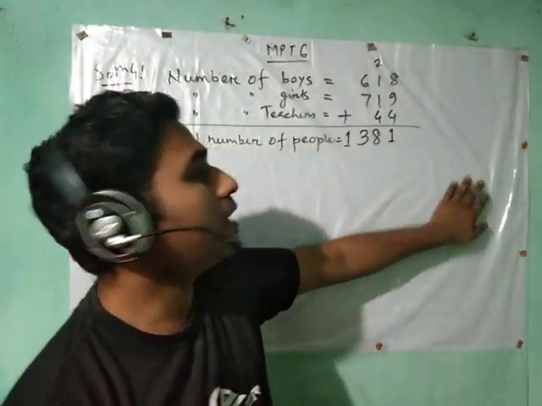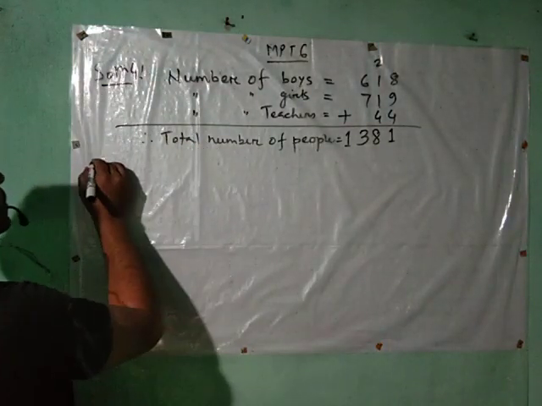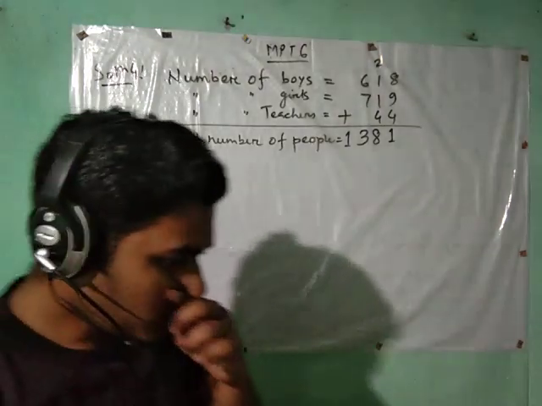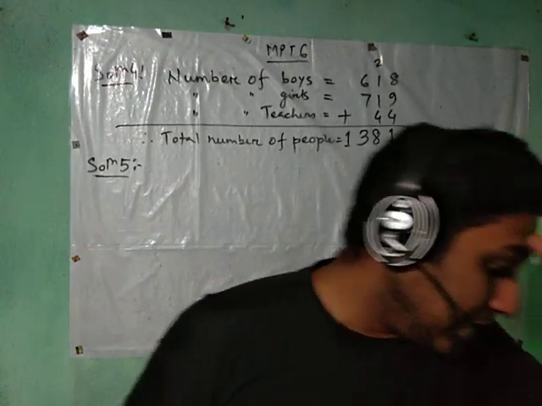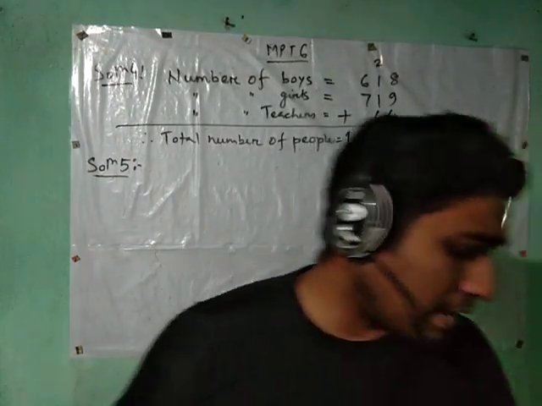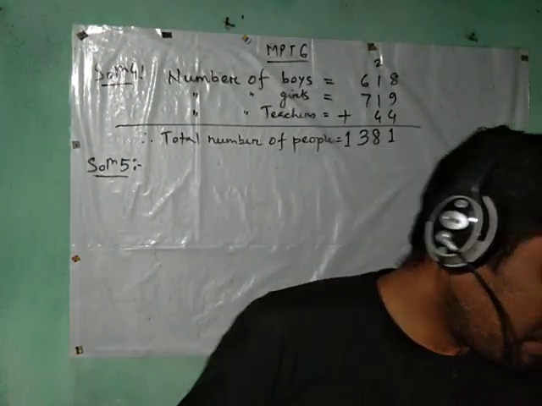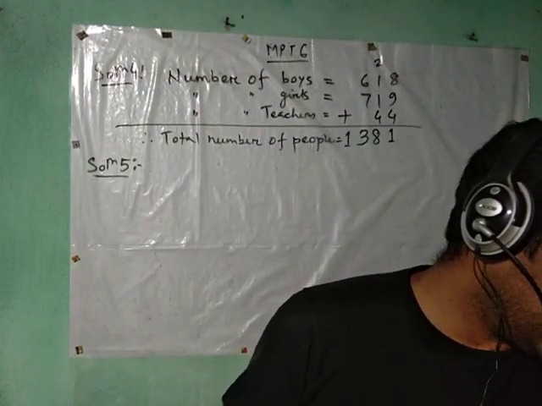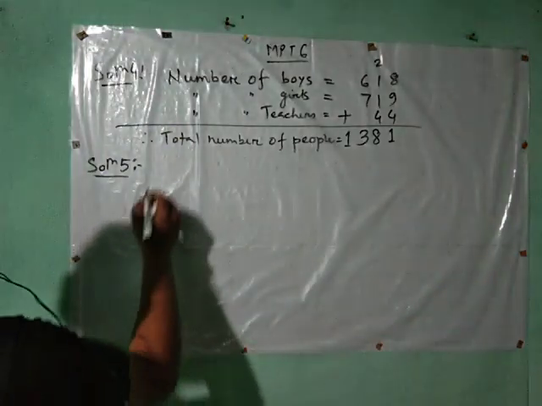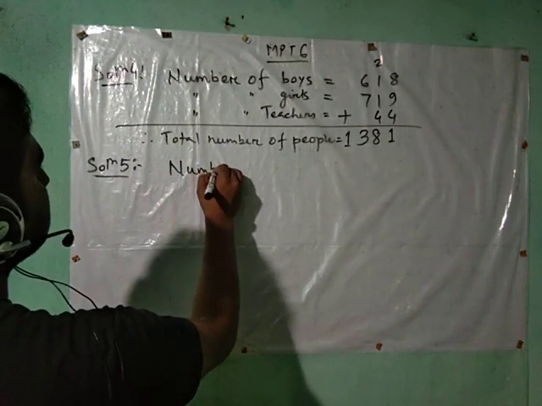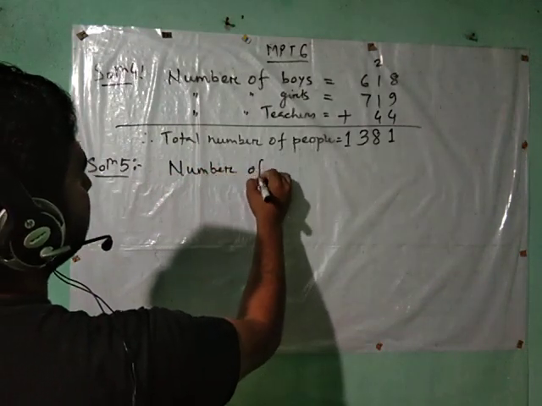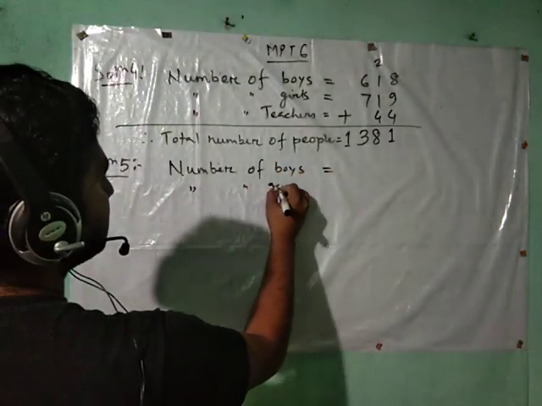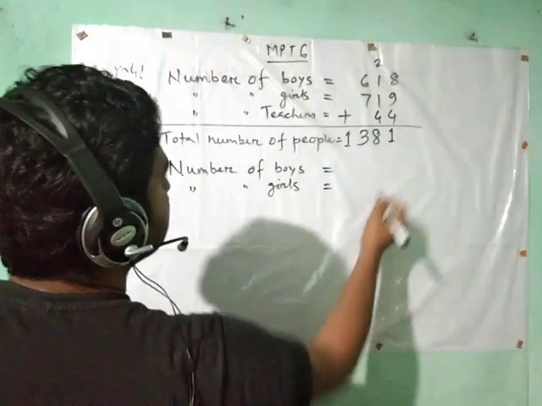I hope you understood. Now move to solution number 5. What is there in solution number 5? There are 4530 girls and that much of boys in a school. How many students are there altogether? Again altogether, that means you have to add. Number of boys equals to something, number of what? Girls equals to some number.